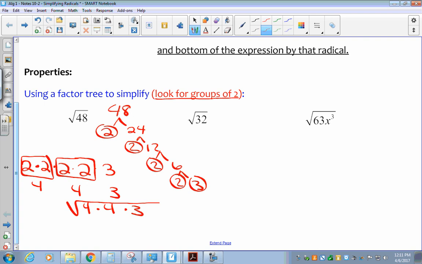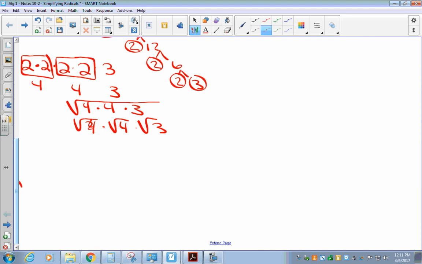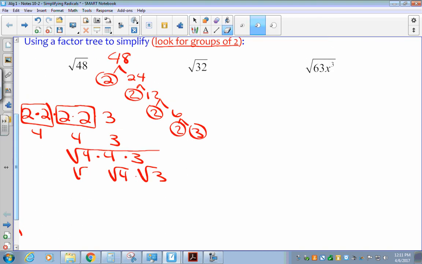You can either put everything under one radical, and if you have multiply or divide, you can break it up into its pieces. So this is the same as the square root of 4 times the square root of 4 times the square root of 3. Sorry, I want to make that a nice 4 for you guys. What is the square root of 4? Which number multiplies by itself to give us 4? 2. So we can say the square root of 4 is 2. Square root of 4 is 2. And we have the square root of 3. What's 2 times 2?